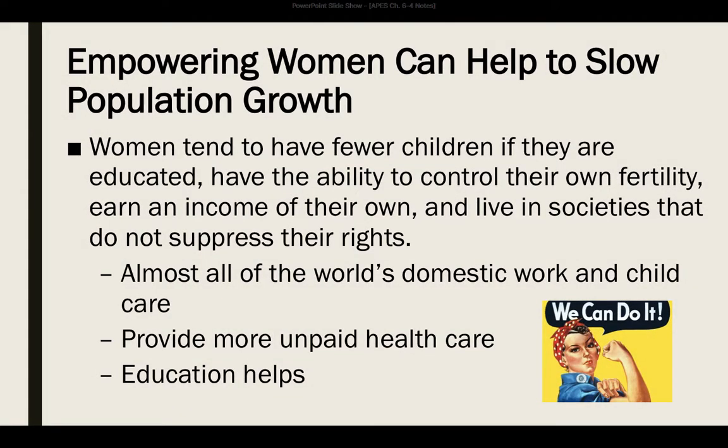Empowering women can help to slow population growth. A number of studies show that women tend to have fewer children if they are educated, have the ability to control their own fertility, earn an income of their own, and live in societies that do not suppress their rights.